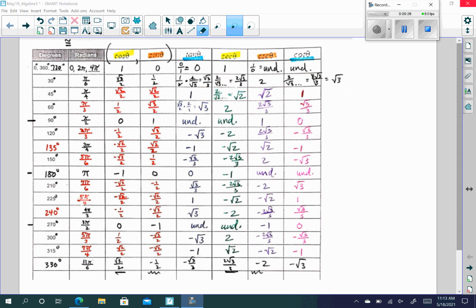Notice what I have highlighted here: cosine theta and secant theta, those are reciprocals. Sine theta and cosecant theta, those are reciprocals. Tangent and cotangent, those are reciprocals.